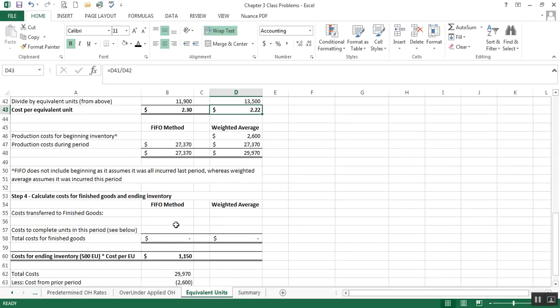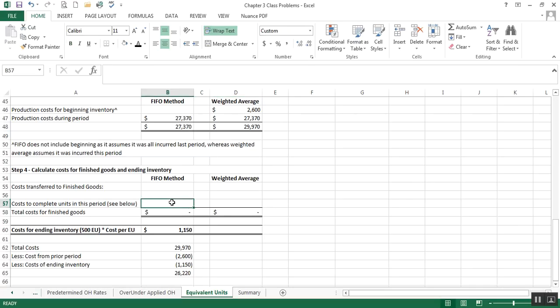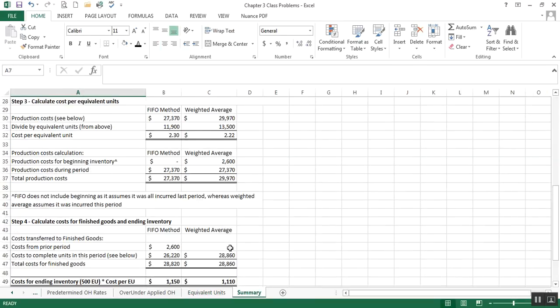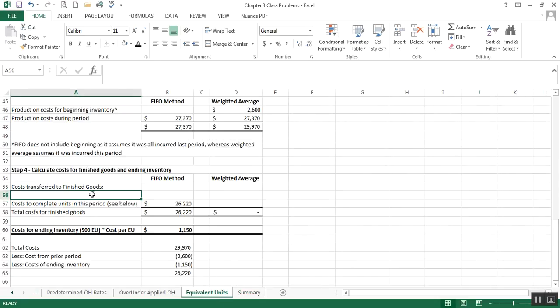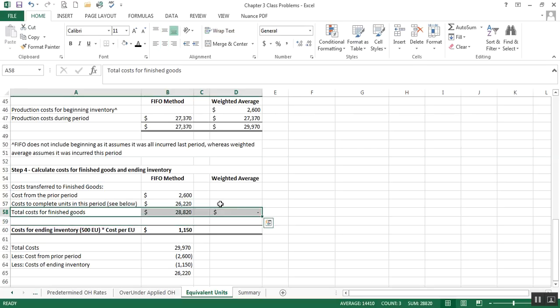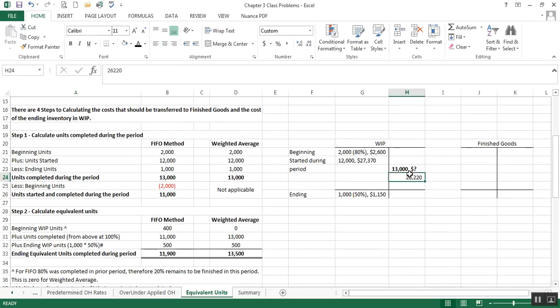We're going to do the same thing here. Oh, sorry, I never finished this here. Okay. The cost to complete units this period is going to be this. And then we have our costs from the prior period. Sorry, that's 2,600. So the total cost for finished goods that's going to be transferred is actually 28,820. Sorry about that. Skipped a step there. Okay.